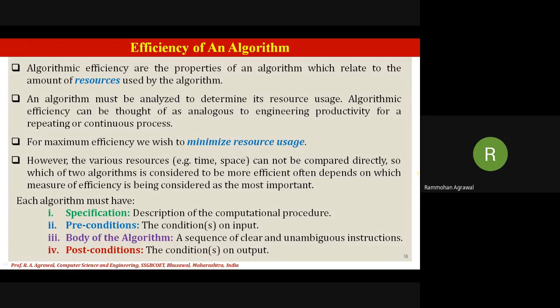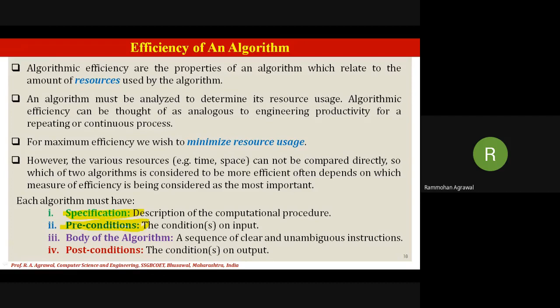And each algorithm must have some specification: what is the type of problem for which the algorithm is being created. Then some precondition. For example, if you calculate the area of a circle, which is pi r square, the precondition is that you should know the formula and the value of pi. If you don't know this, it will be impossible for you to create and display the area of a circle.